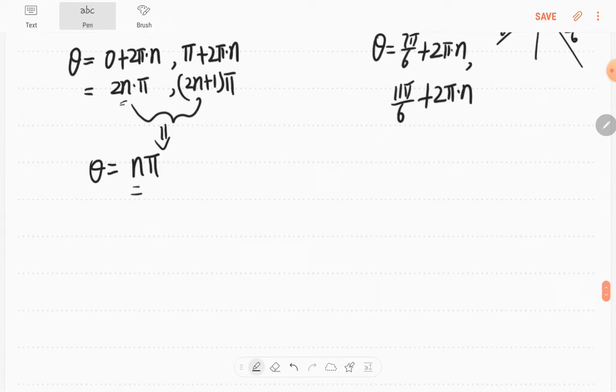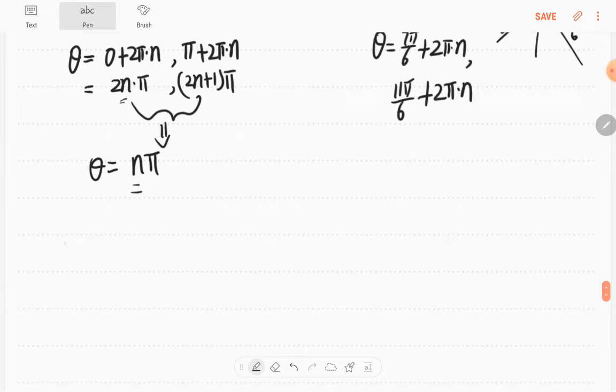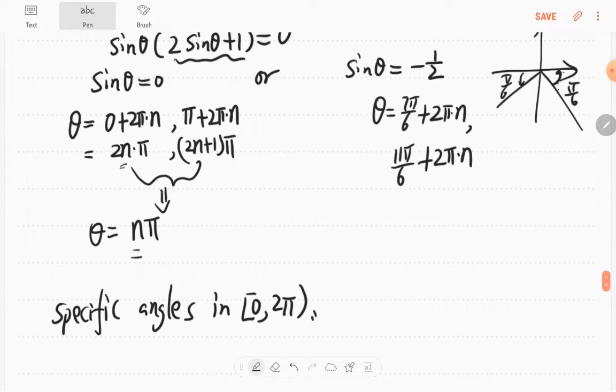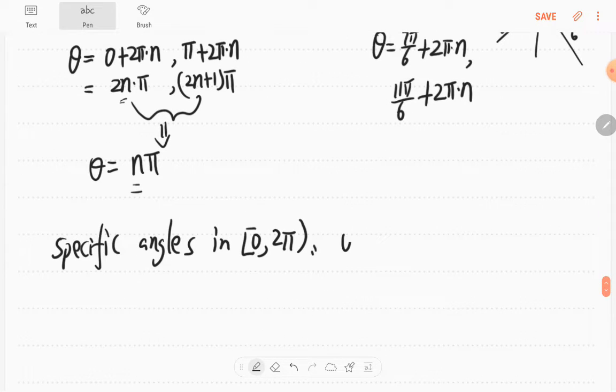So if you want to find the specific angles in 0 to 2 pi, for this case, we can take n to be 0, which is 0, n equals 1, which is pi, n equals 2, which is outside the 2 pi. This 2 pi here, we use the parentheses. That means 2 pi is not included.